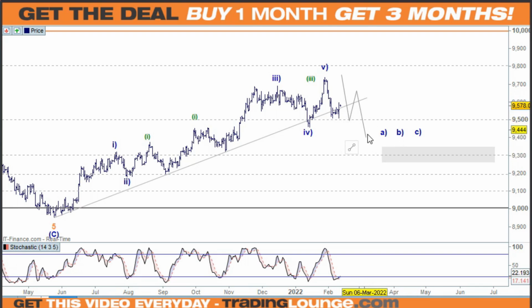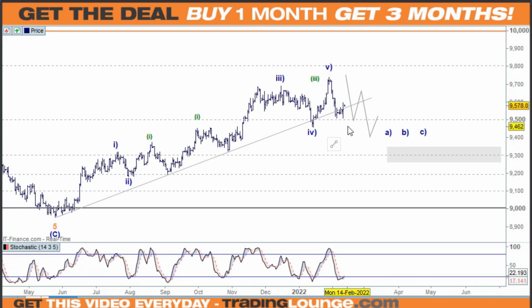we need to move past this ABC correction here, all down for one, back for two, down for one, back for two, and heading on lower at this point. So yeah, we've either got one more high in or we've got the high in. That's the bottom line. So I need to move past this three-wave structure to figure that out.